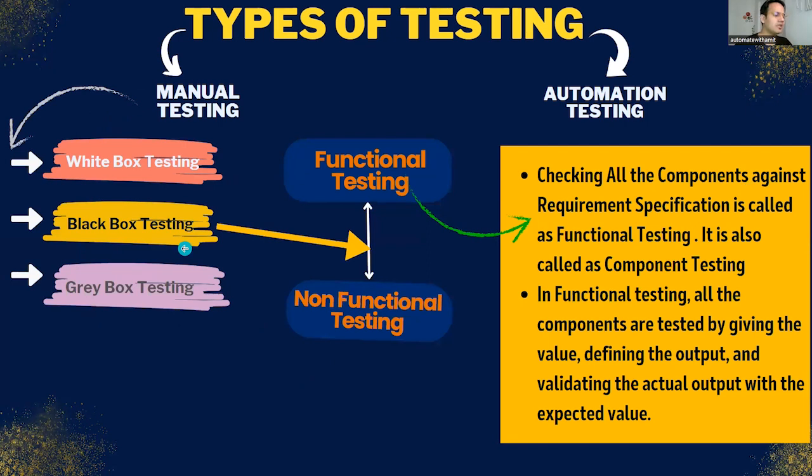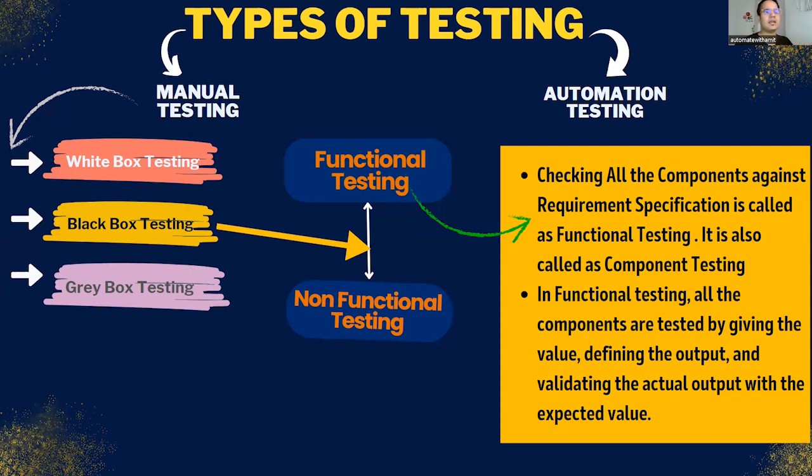Now black box testing has been divided into functional testing and non-functional testing. So what is functional testing? Functional testing basically means checking all the components against a requirement specification. That means whenever we write the code for a software, we already get the requirements from the client, right? Say I have to create a booking website, and in that booking website we need certain features. So before writing the code, we create a test plan and test cases, and then eventually we try to do the testing.